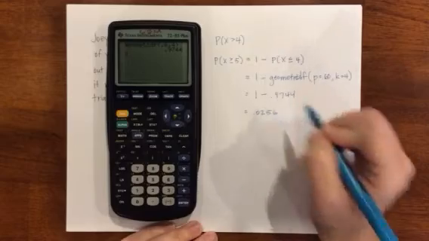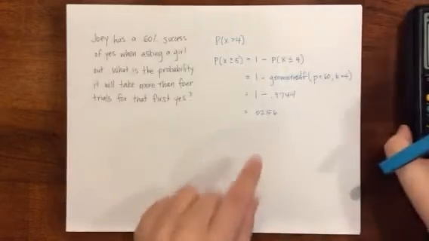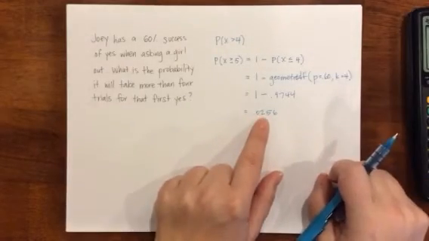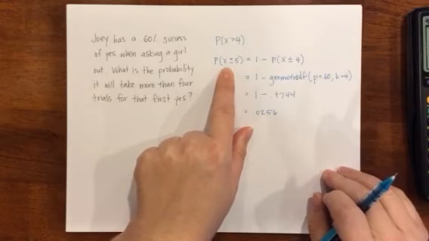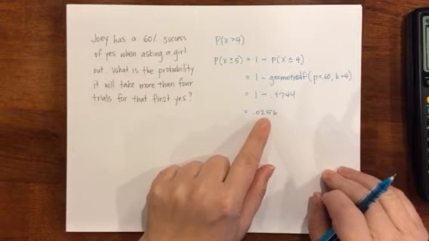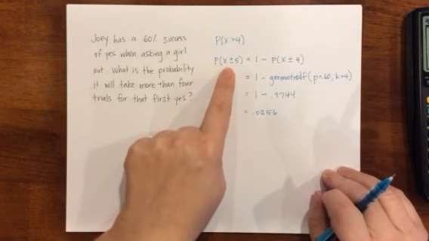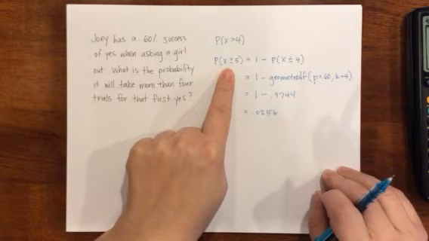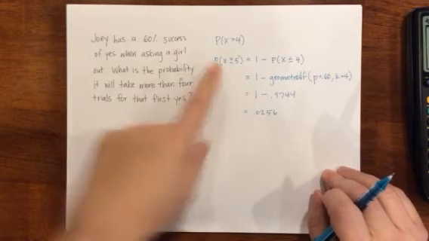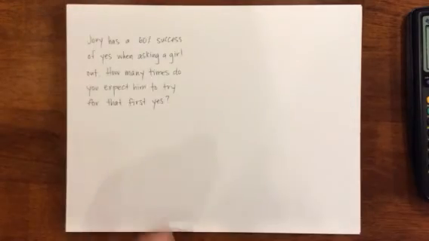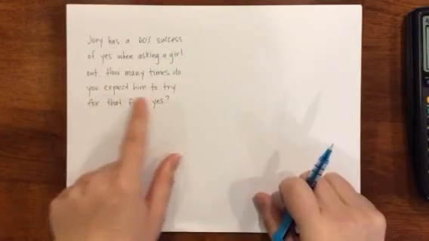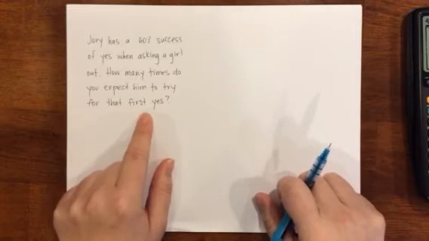So the answer is 0.0256, which means there's a 2.5% chance that it's going to take him 5 or more tries to get his first yes. That's really low. And the reason that's so low is because it shouldn't take that long. So the next question I want to ask you is, well, how long should it take? So that sounds like expected mean. So how many times do you expect him to try until he gets that first yes?